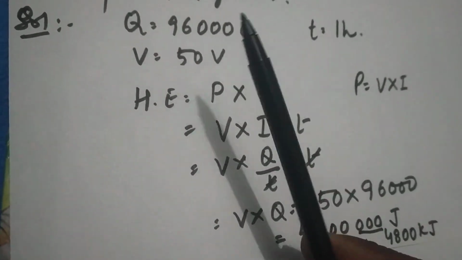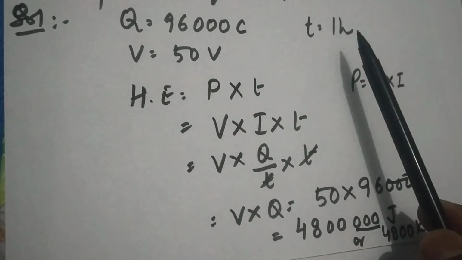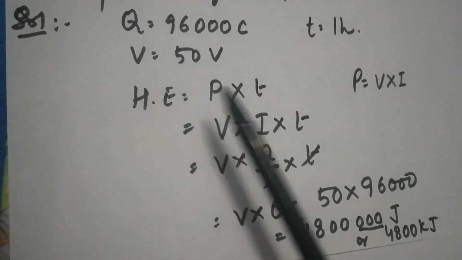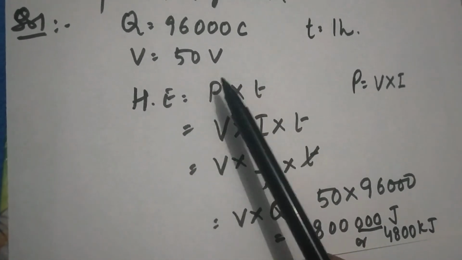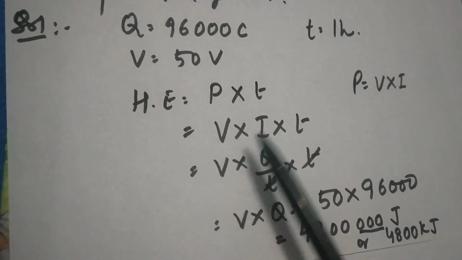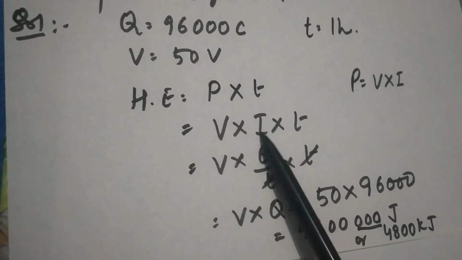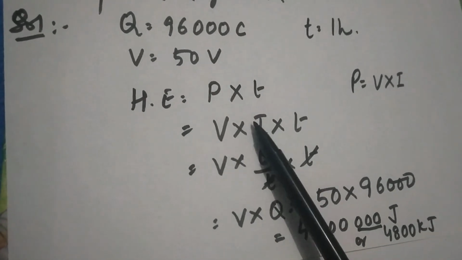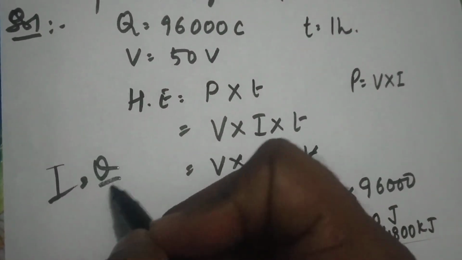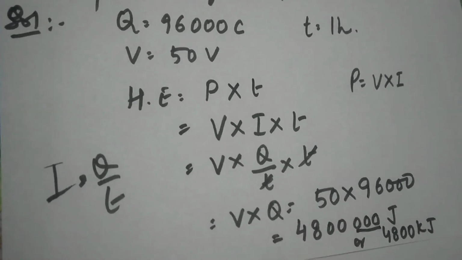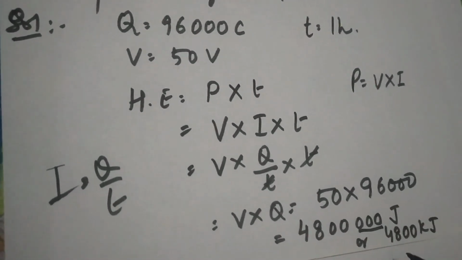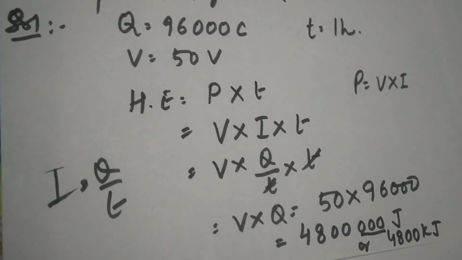Please understand the question once again. Charge given 96,000 coulomb, time is 1 hour, voltage is 50 volt. What you are supposed to find? Heat energy, power into T. No power is given, so you apply the formula of power, V into I. V is given to you. I is Q upon T, because I is not given to you. Charge is given. I is always defined as Q upon T. Always remember the formula I is equal to Q upon T. So T and T get cancelled. We are just putting the value V into Q: 50 into 96,000. So your value comes 4800 kilojoule.